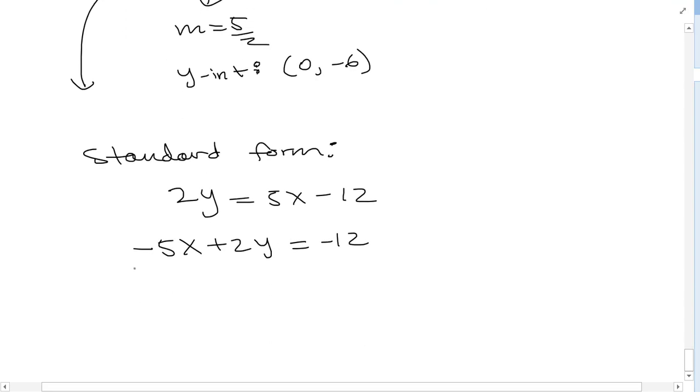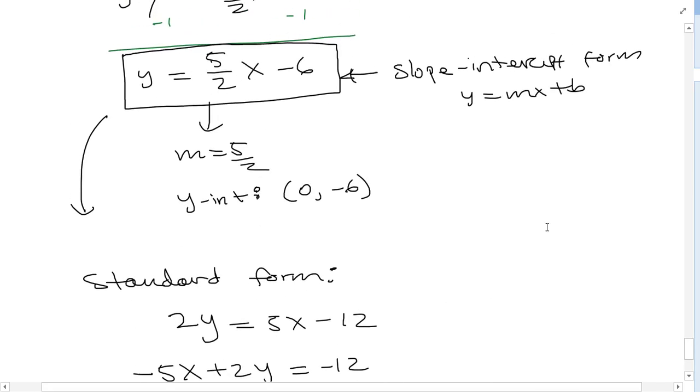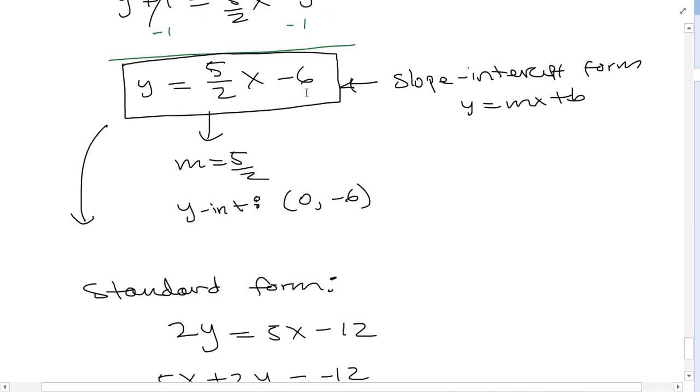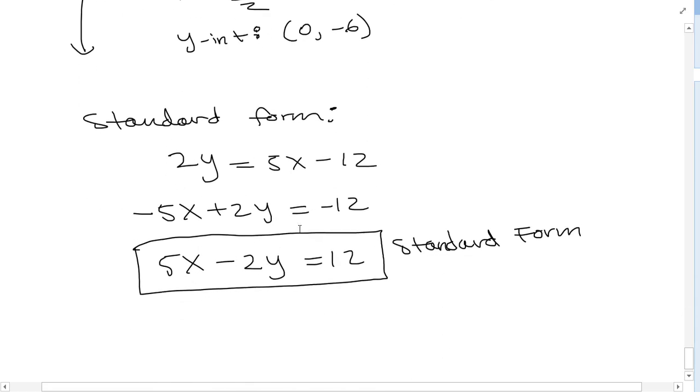But the coefficient of x is negative, so multiply everything by -1. So you'll have 5x minus 2y equals 12. And so this will be the equation of that same line in standard form. So just check on WebAssign. Do they want the answer in slope-intercept form, y equals mx plus b, or in standard form?